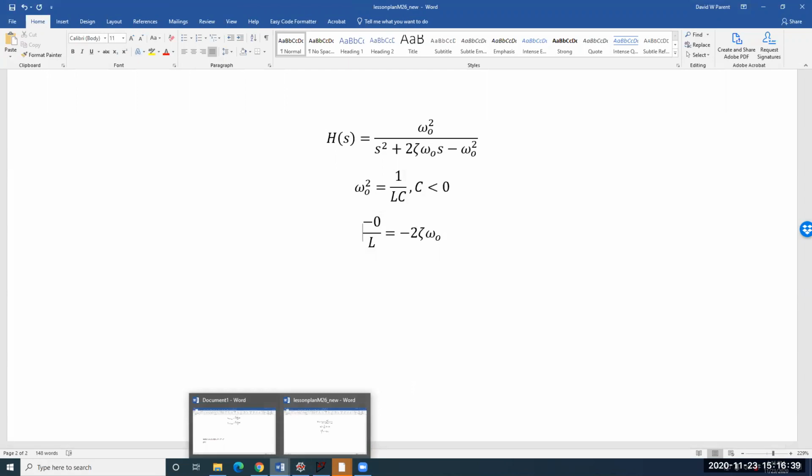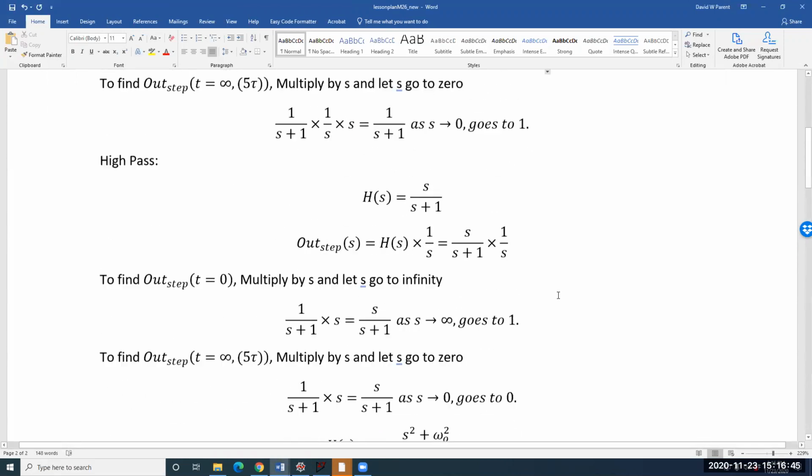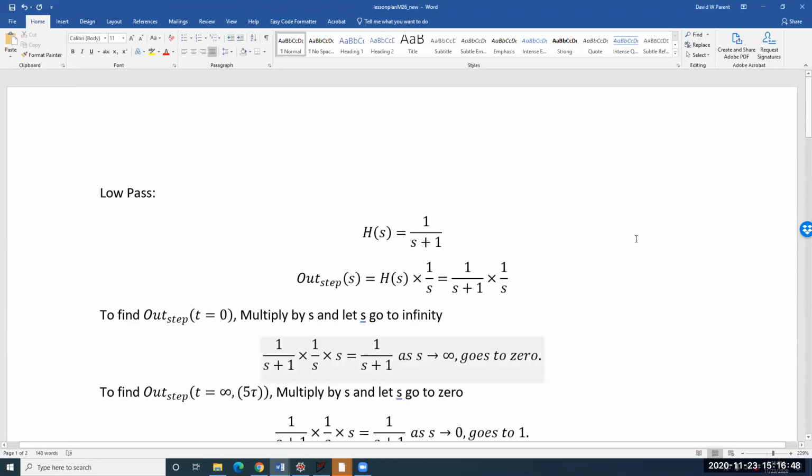Now, as exciting as that is, another thing that we want to do besides recognize out of control behaviors is recognize our classic filter responses: low, high, band, and notch, right? And there's something very interesting: we don't actually have to take the inverse Laplace transform to find out what happens at time equals 0 and at time equals infinity.